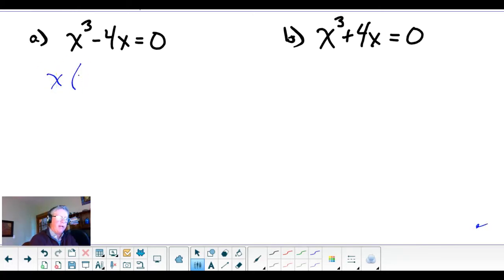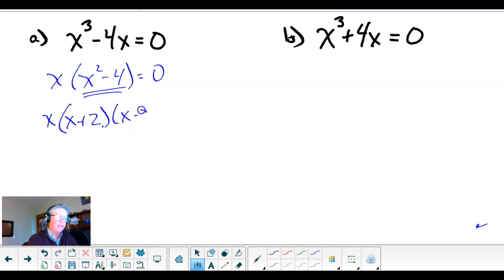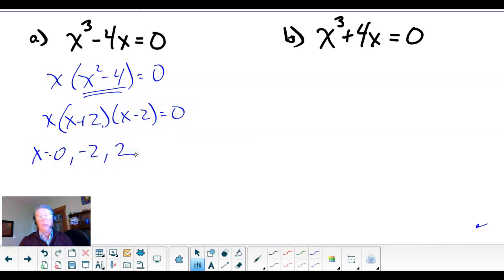I'm going to factor out an x. And you should recognize difference of squares right away. Right away. Give yourself some time, but try to recognize it. How about that? x plus 2, x minus 2, and we get x equal to 0, negative 2, and 2. Cool. Might be the curves of something. That might be the max and mins. We did a lot of cool calculus last year.